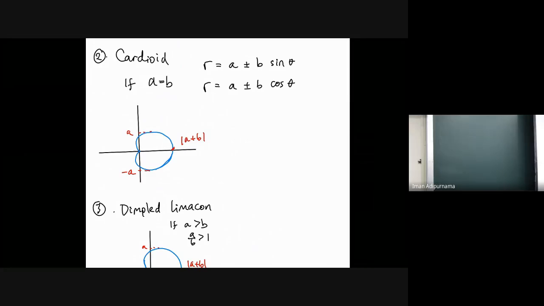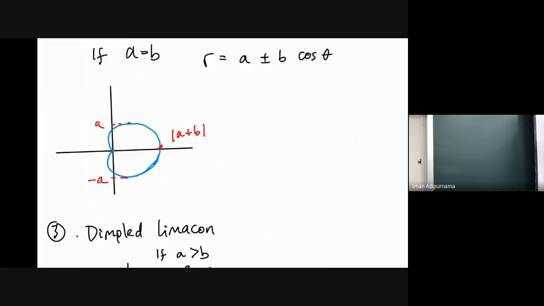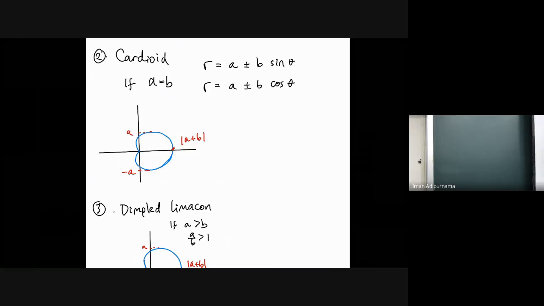Yeah, as long as it has key points that you can find. For example, the A plus B is easy to find, and A is easy to find. Yeah, I think that's the important thing. The other, it's not too important.